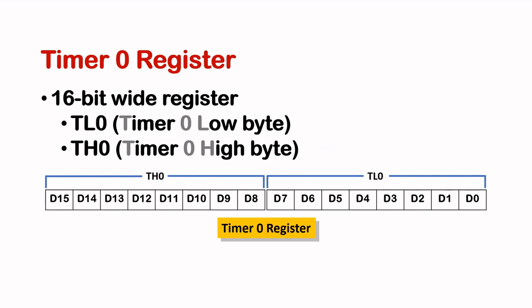Okay, so let's move on to timer 1. As you can see, it's actually identical to the timer 0 register. Again, it's a 16-bit wide register made up of 2 8-bit wide registers. So this is timer 1 low byte. This is timer 1 high byte.